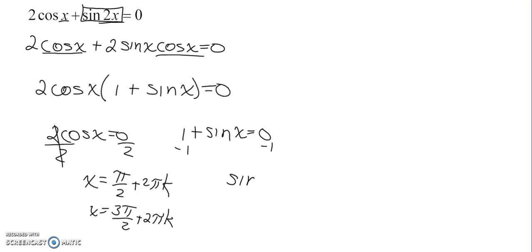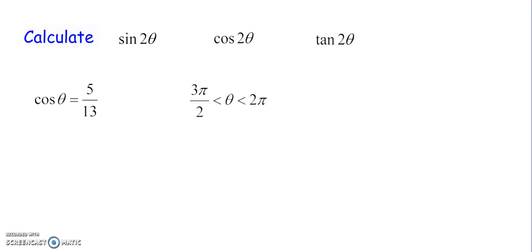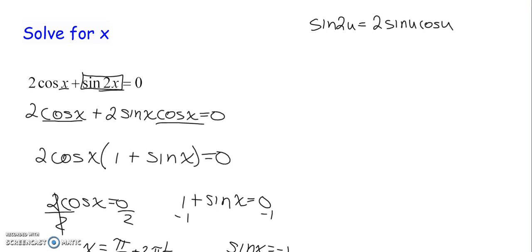Here we're going to read sine x is equal to negative 1. Sine is equal to negative 1 at 3 pi over 2 plus 2 pi k, which means this answer is just a repetition of this answer, so you can leave it out or just state it twice. There we go. Did I skip one? Nope, we're all set.